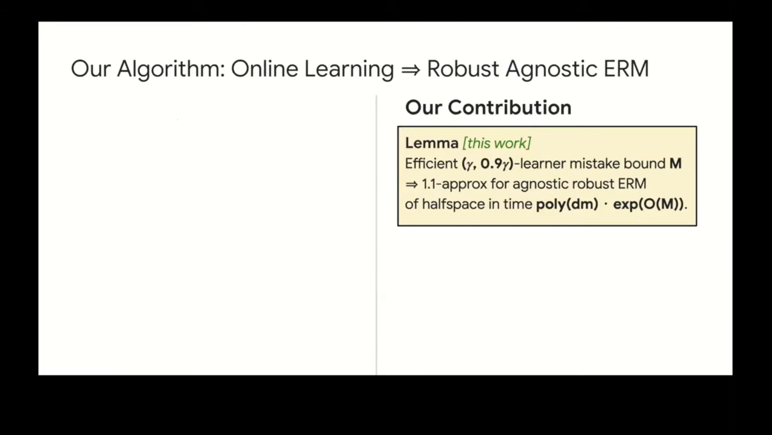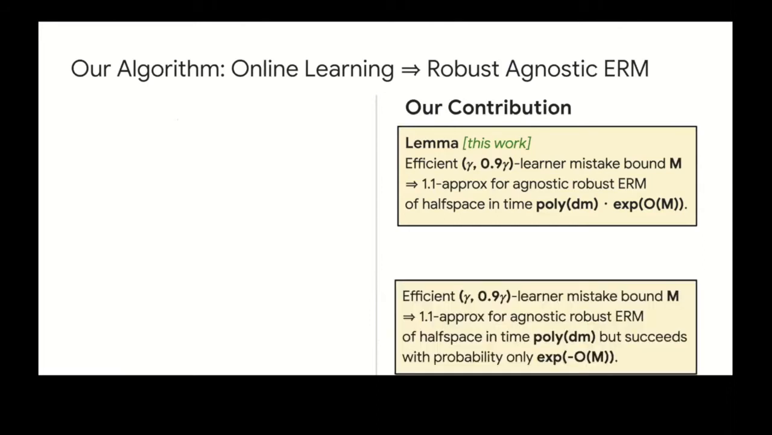As I said earlier, it will be simpler to consider the ERM version of the problem. So let's consider that. And instead of giving you an algorithm that succeeds with high probability like 0.99, I will instead give you a polynomial time algorithm, but it will succeed with probability only exponentially small in M.